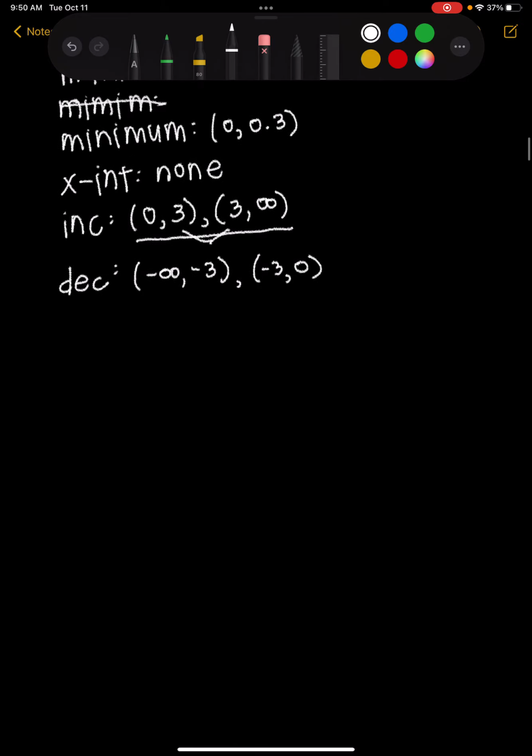Okay, so now we're going to talk about the average rate of change. Average rate of change is just a fancy word for slope. And so the formula for average rate of change is, sorry, let me make my pen work.